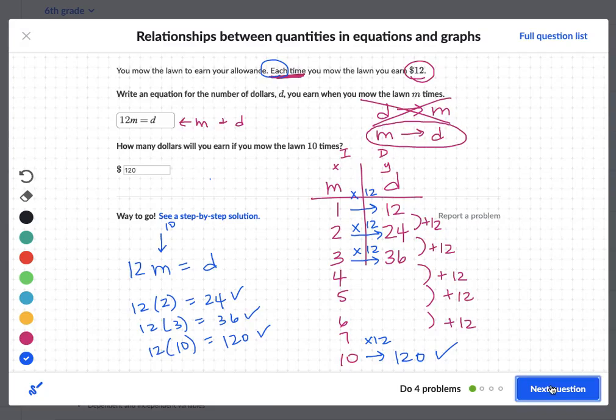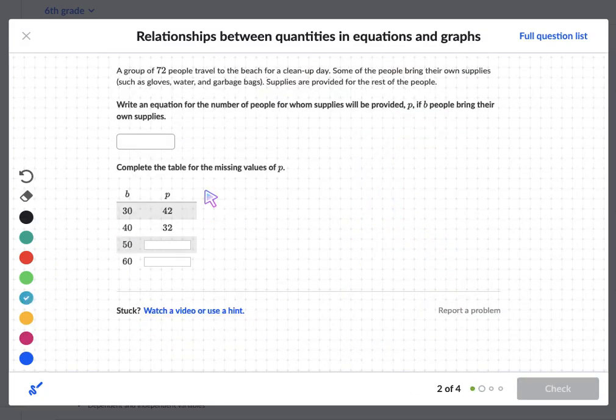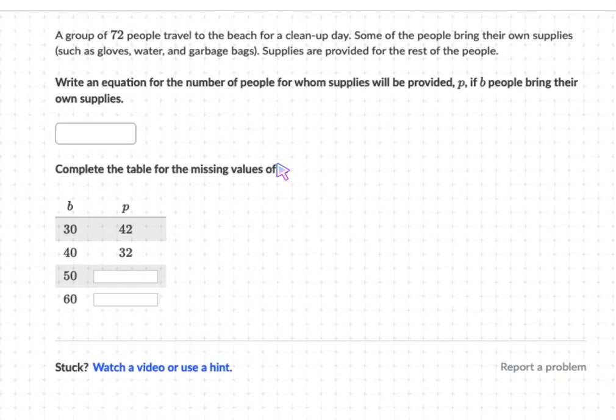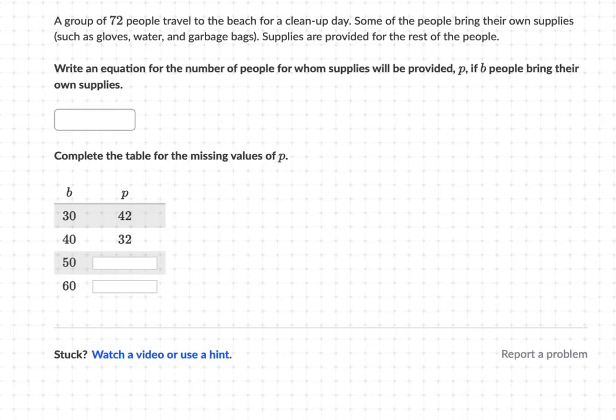Let's try one more. So for this one, I would like you to pause the video and try it on your own. All right, so for this one, they actually provided you with a table, and that's going to really help you out. And again, they just made up these numbers here. And if they have B and then P, that kind of gives you the hint that this is probably the independent and this is the dependent. But we're going to double check just to make sure.